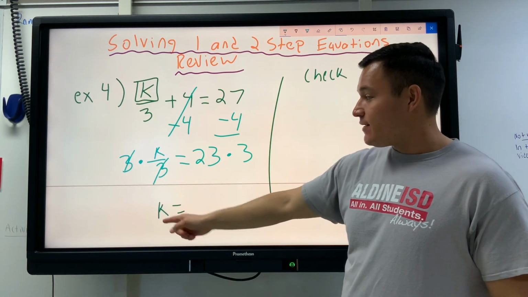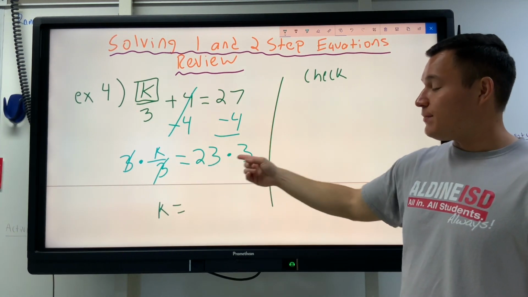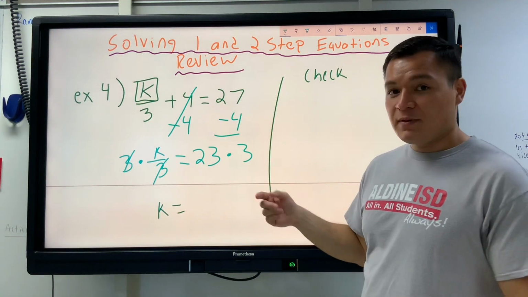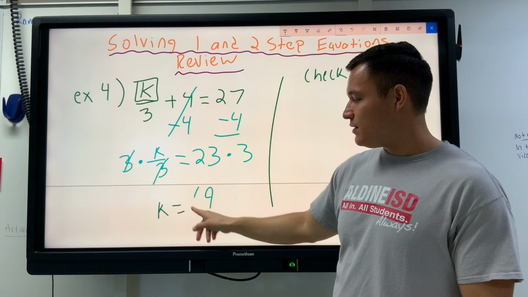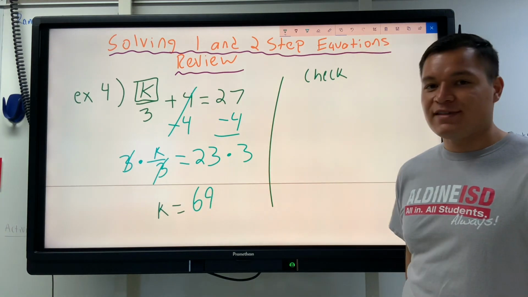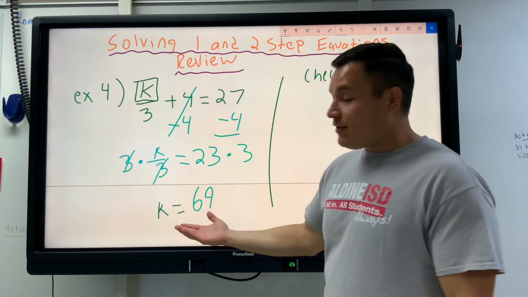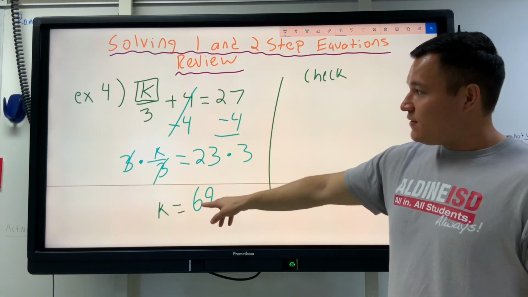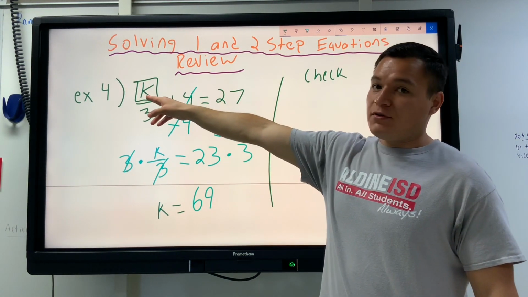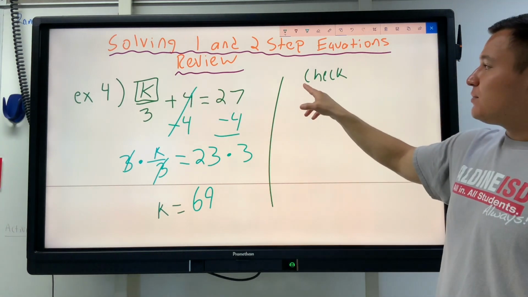So we're already at the last step, and all we have to do is 23 times 3. Let's do that multiplication in our head. 3 times 3, 9. 3 times 2, 6. K equals 69. Now let's check that. If this is the right answer, then we should be able to put this 69 back into the original question and get something that's true.